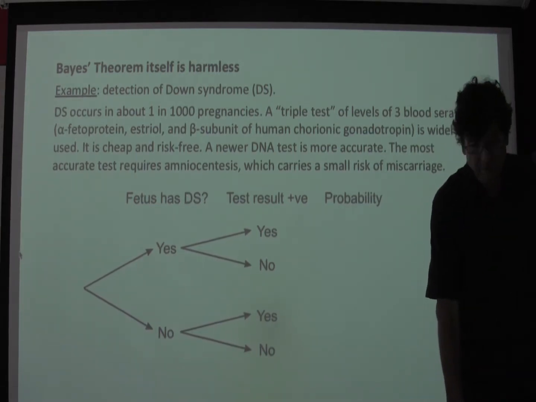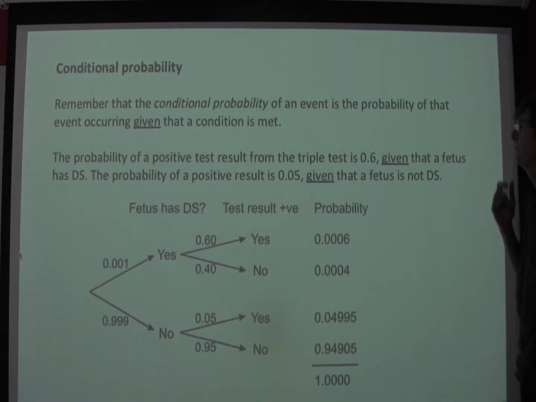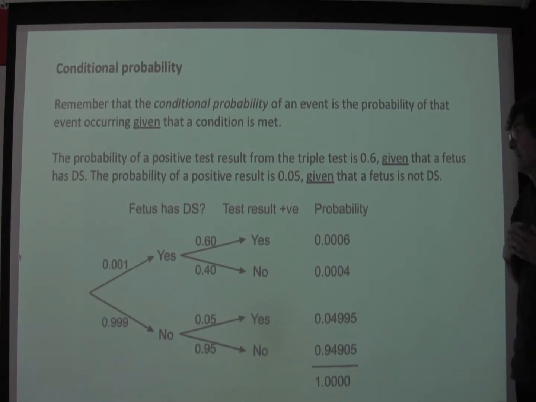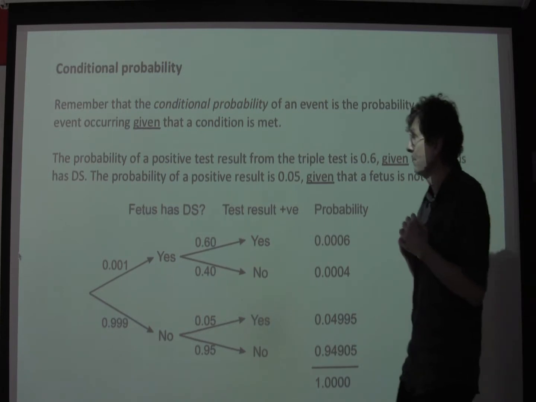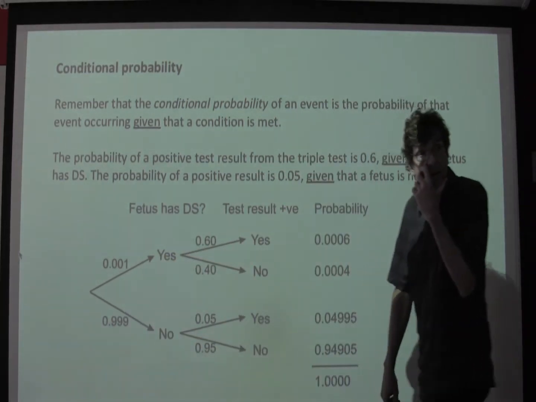So we learned about conditional probabilities and likelihood, which is the first step in the development of analyses using Bayes' theorem. Conditional probability is the probability of an event occurring given that some condition is met. And it turns out, approximately, the probability of a positive test result from the triple test is 0.6, so it's not highly diagnostic, given that a fetus has Down syndrome. So 1 in 1,000, 999 of 1,000, yes and no.